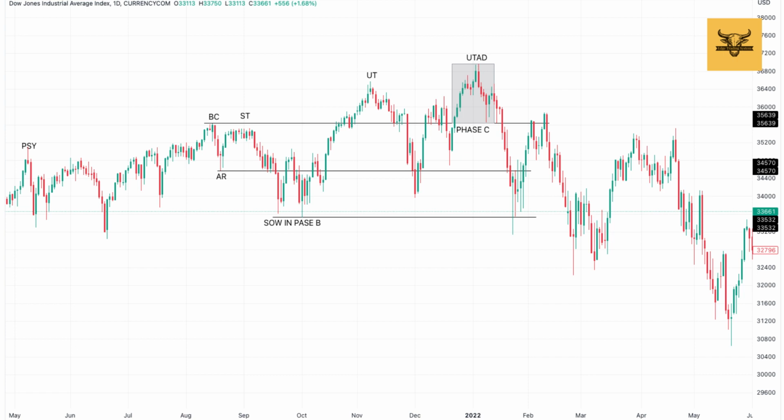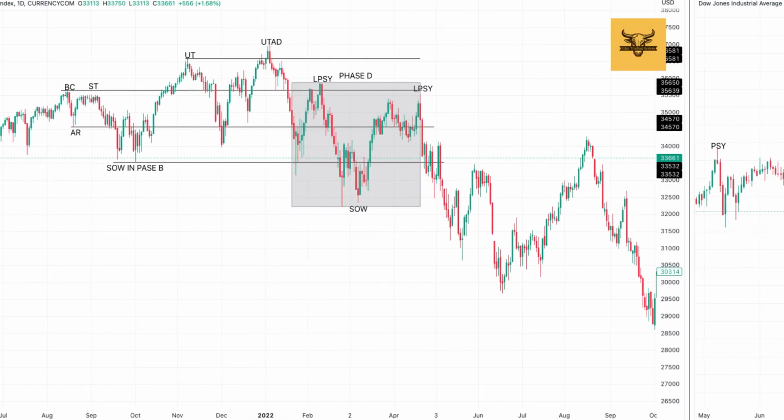It is often profitable to initiate short positions after a UT or UTAD, but it is risky because the smart money repeatedly stops out such traders with one UT after another. So it may be safer to wait until phase D and a last point of supply, LPSY. If the demand is too weak in a distribution TR, the price may not reach the level of the BC or initial supply.